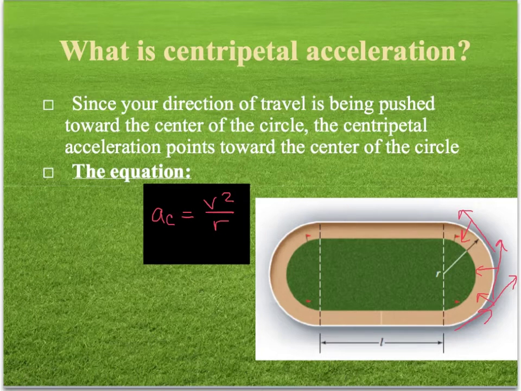We'll go into the force that provides that acceleration in the next video. But for right now, we need to know that the equation for centripetal acceleration is v squared over r, where v is the speed that we're going, because remember we're changing direction, so it's not really a velocity. The speed that we're going divided by the radius of the circle.